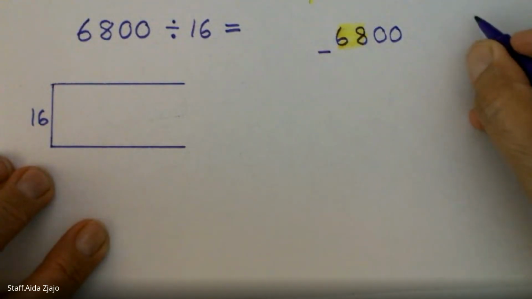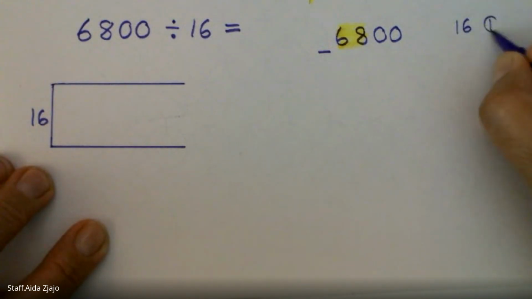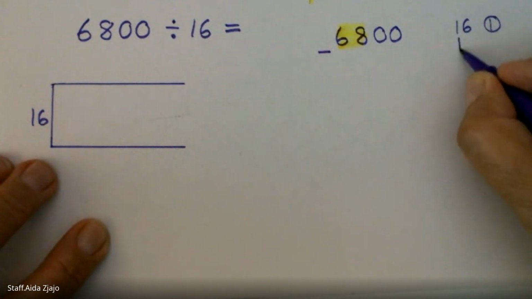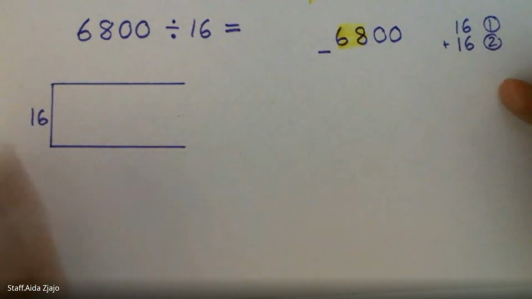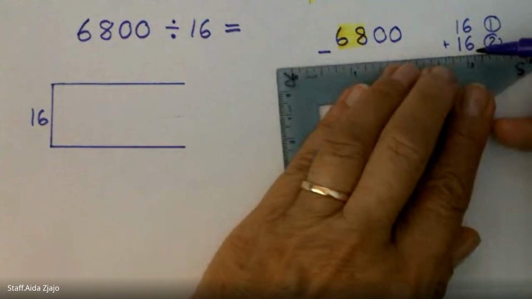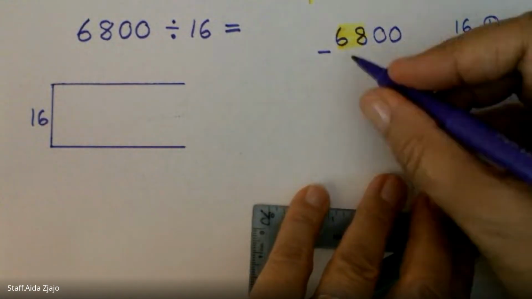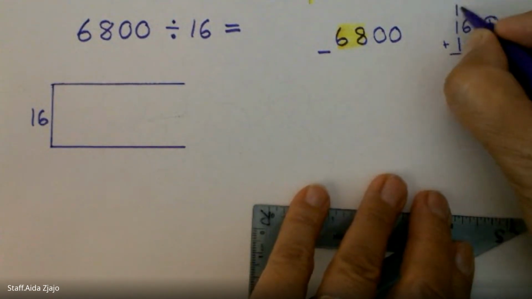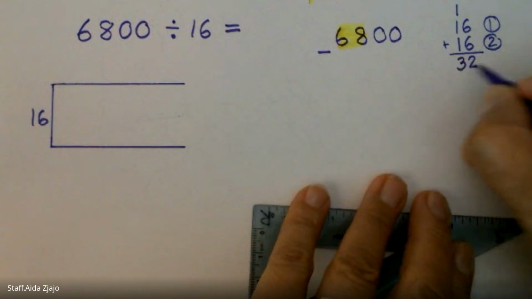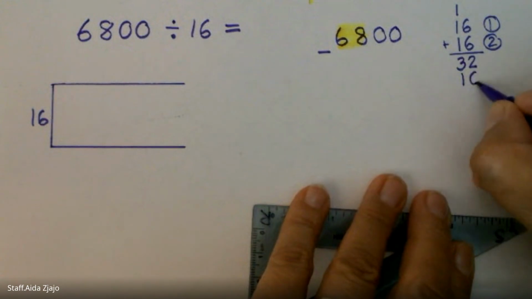So you can do 16 on the side, that's one. If I add one more 16, that will be 2. So I'm adding groups of 16. It seems like I'm guessing how many 16s are in 68. 6 plus 6 is 12, remember 1, that's 32. So I'm not close to 68. I'm going to keep adding.